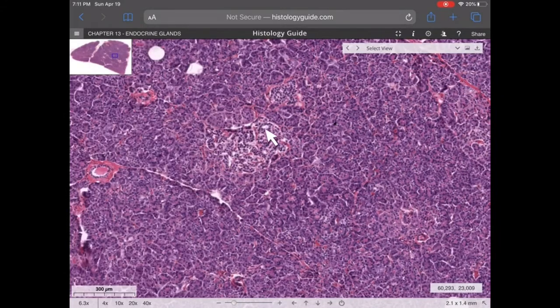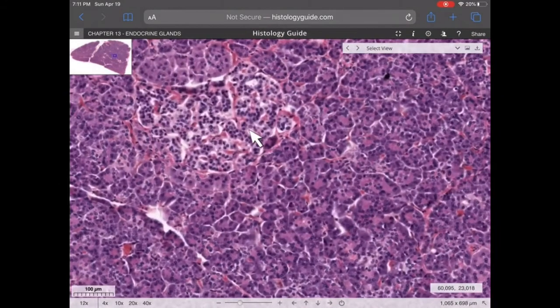So here's one here. They're a ball of cells. They are lighter than the exocrine acini. So here is an exocrine acinus right next to some cells of a pancreatic islet. And look, the cytoplasm of the islet cells is pale pink. The cytoplasm of the acinar cells is dark purple. So there's a very distinct difference here.